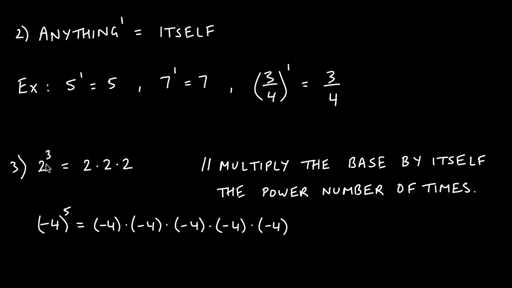Exponents imply multiplication, but not of the base and the power. So looking at this example, this will never mean negative 4 times 5. This is a very compact notation for: take negative 4 and multiply it by itself 5 times.